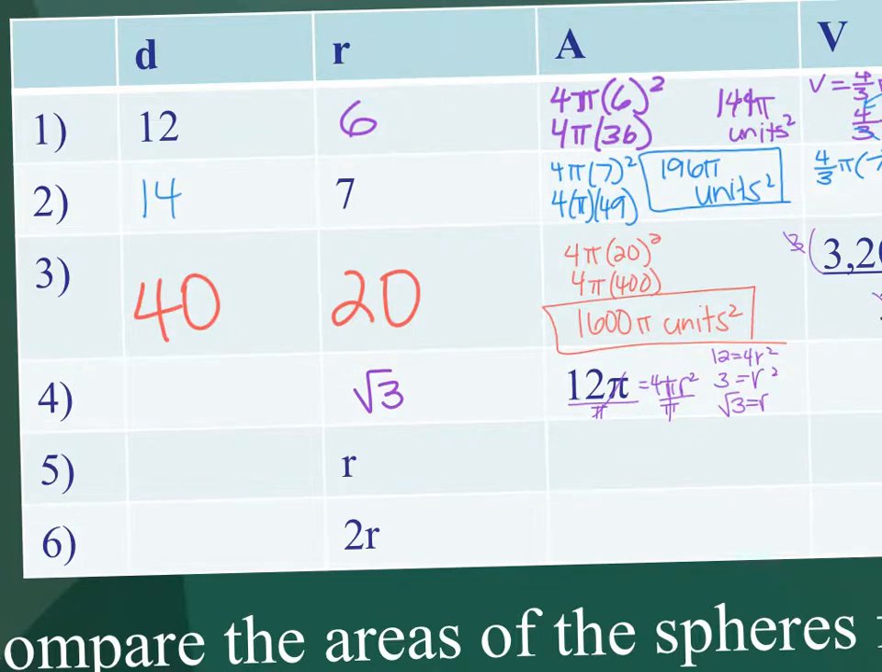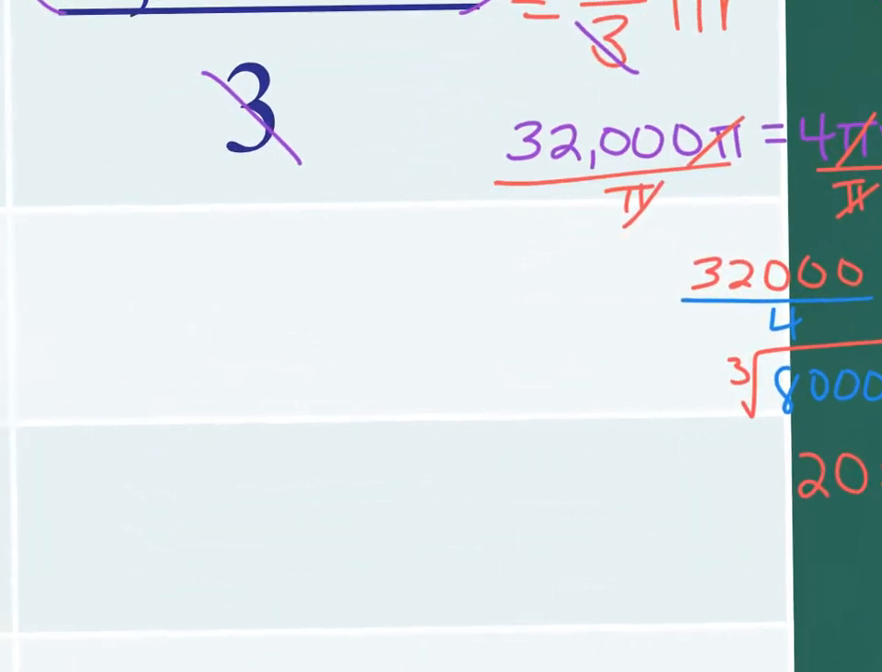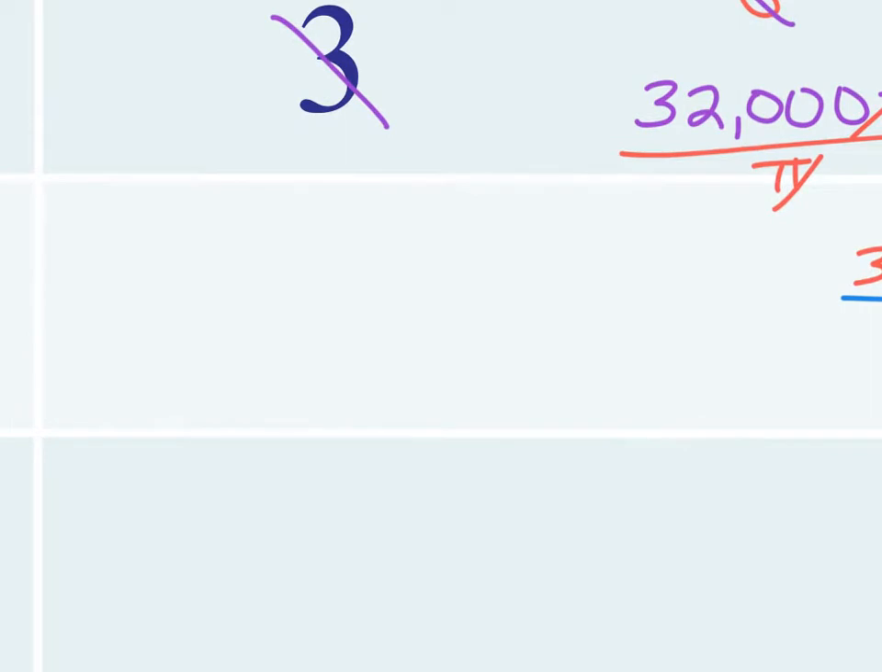So what is 2 times the square root of 3? 2 root 3, okay? I can multiply a number that doesn't have a radical with one that does. I just don't do it underneath the root. And then volume: 4/3 pi root 3 cubed.